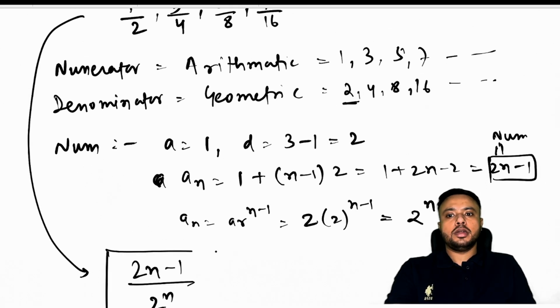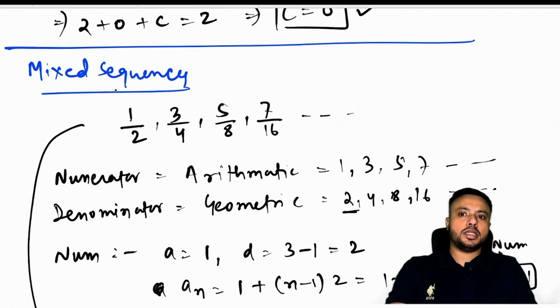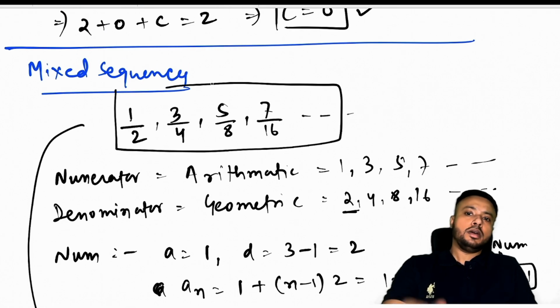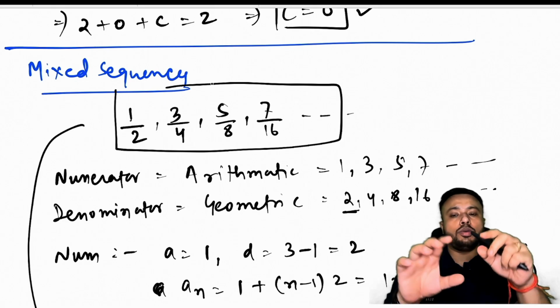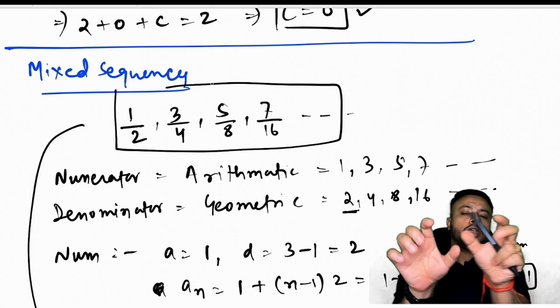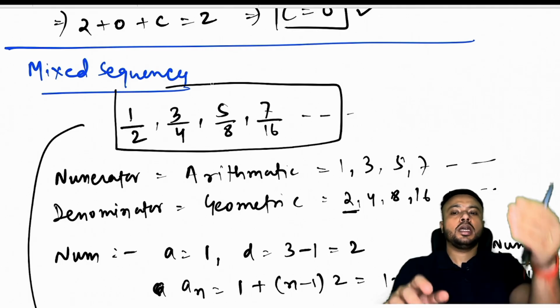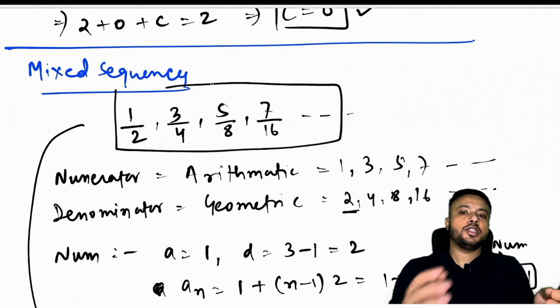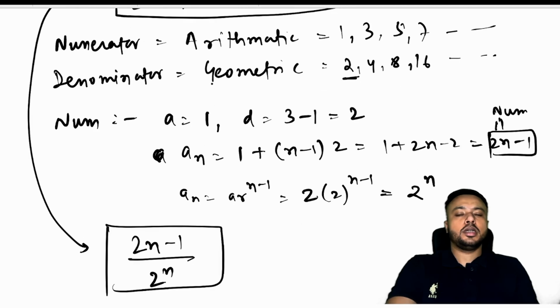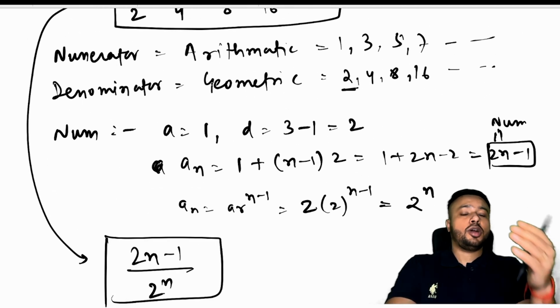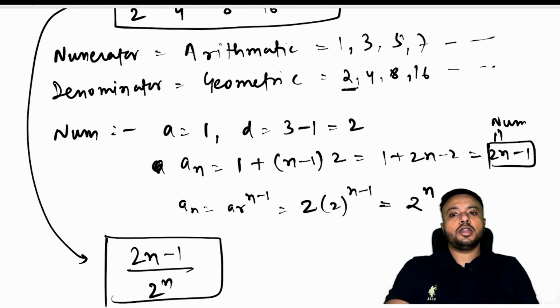So please understand, guys, IB also does this particular thing, that they mix two sequences. So they give you the sequence in fraction. The numerator can be an arithmetic sequence or a geometric sequence or a quadratic sequence, and the denominator can again be an arithmetic sequence, geometric sequence, or quadratic sequence. So you have to play smart there, guys. You have to figure out the general rule separately and put it in the fraction form.